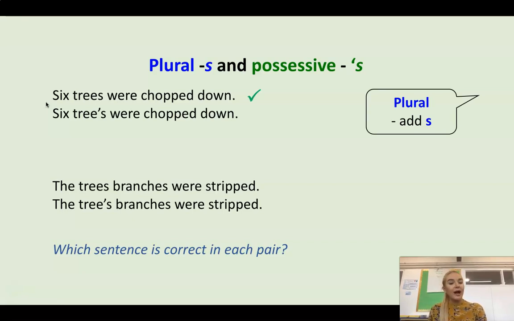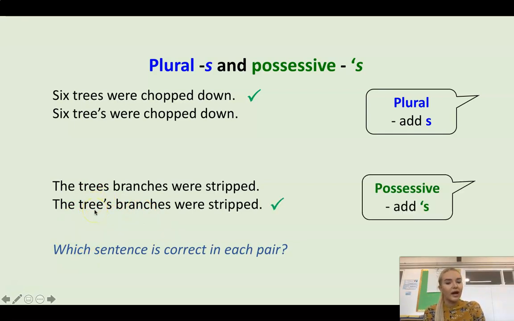So we know that the plural adds the S. In the first sentence here, six trees were chopped down. The trees represent that there is more than one, which is why we have the plural S with no apostrophe. Whereas the second version suggests that the trees own something, but in this sentence they don't own anything. In the second example, statement one, the trees' branches were stripped, that's suggesting that there's more than one tree, but it's only one tree that has its branches stripped. The second statement is suggesting that the branches belonged to the tree. So that is correct, because the tree's branches, they belong to it.